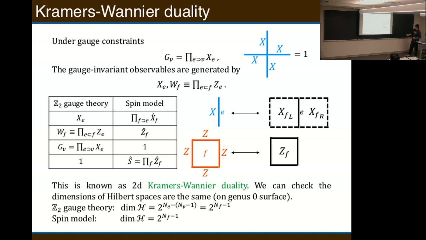So this mapping is the duality between these two spaces, and this is the so-called Kramers-Wannier duality. And we can check the Hilbert space dimension, and they are the same. So on the left-hand side is the gauge theory, and on the right-hand side is just spin theory without any constraint. And then we are going to generalize this map to become the Z2 gauge theory mapped to some fermion model.